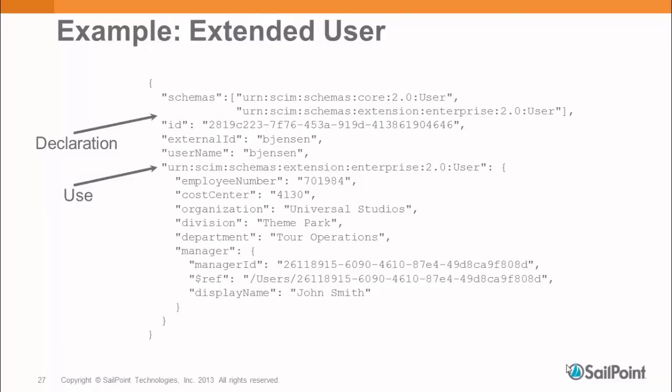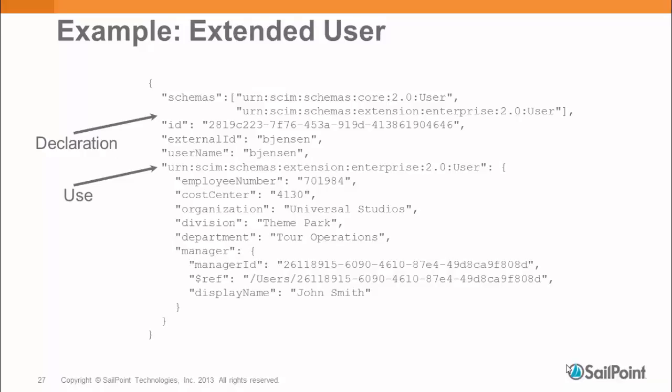So we talked about extensions. Let's look really quickly at what that looks like. This is an example of an extended user using the enterprise user schema. You see the same user schema, the 2.0 user schema that we had before. In addition to that, there is the SCIM core enterprise user schema. So we're declaring up at the top that we're using both the core user schema and the enterprise user schema. And down below, you see it being used.